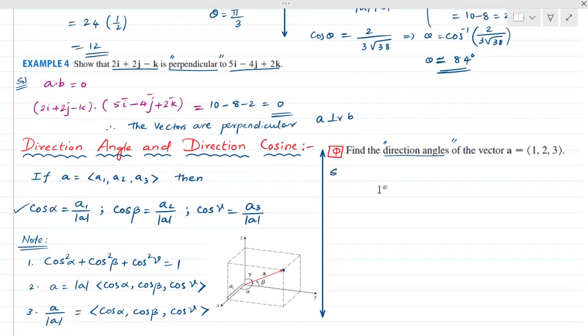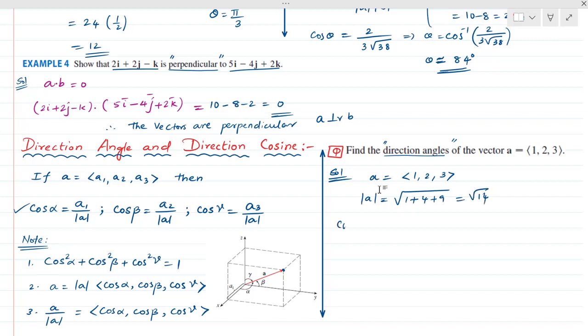So here, first of all, we will take the cosine alpha. The vector a is given by 1 comma 2 comma 3. This can be written as 1i plus 2j plus 3k, in vector form. First of all, I need the length, so square root of 1 plus 4 plus 9, which is equal to root 14.